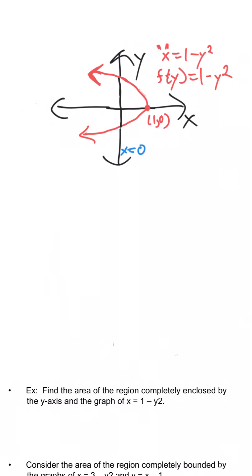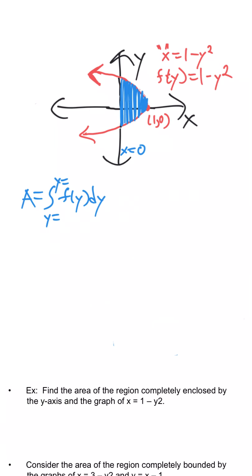So the area we're trying to find is the area between the curve and the y-axis. The area under the curve in the y direction, not the x direction. Fun. Here, let's do this thing. The area of this shape is going to be the definite integral from y equals something to y equals something else of f of y dy.